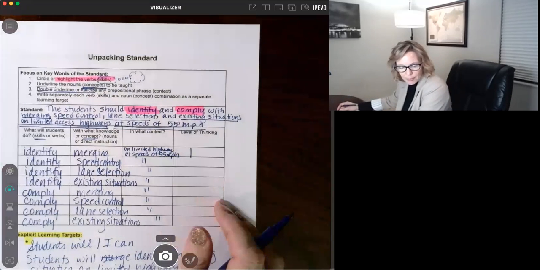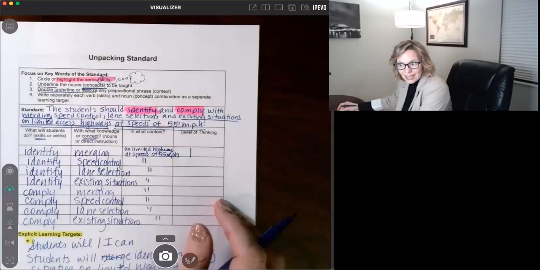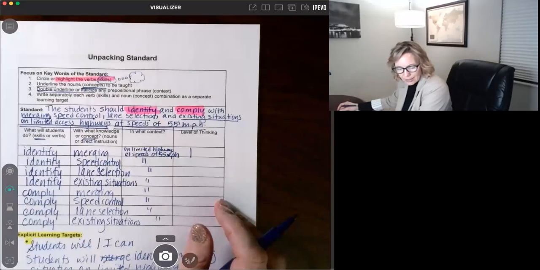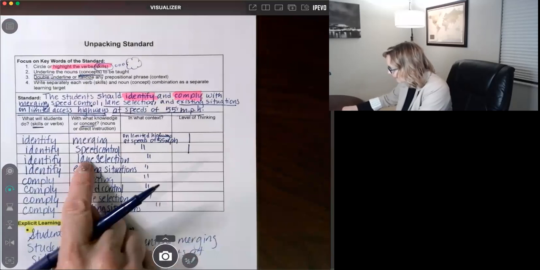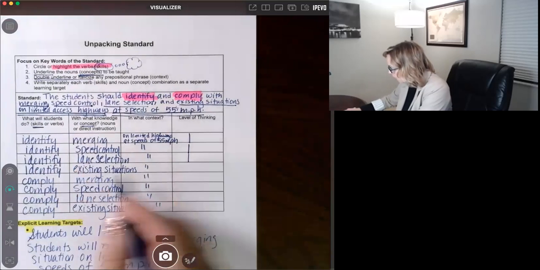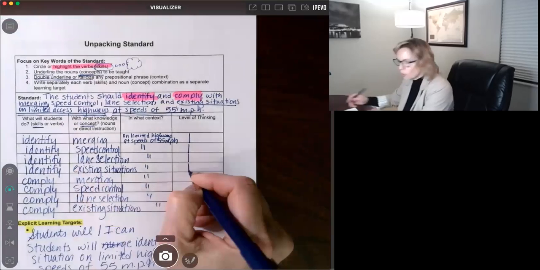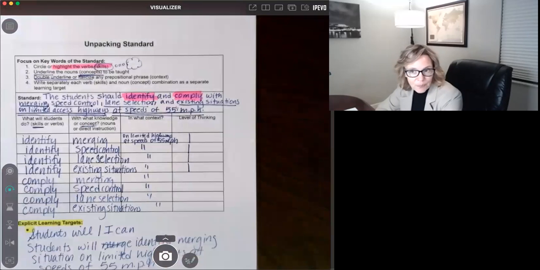Okay, so they just need to be able to name it, to see it, to find it, either recall it or recognize, right? So identifying speed control, that would be a 1. Identifying lane selection, another 1. Identify existing situations, that's a 1.